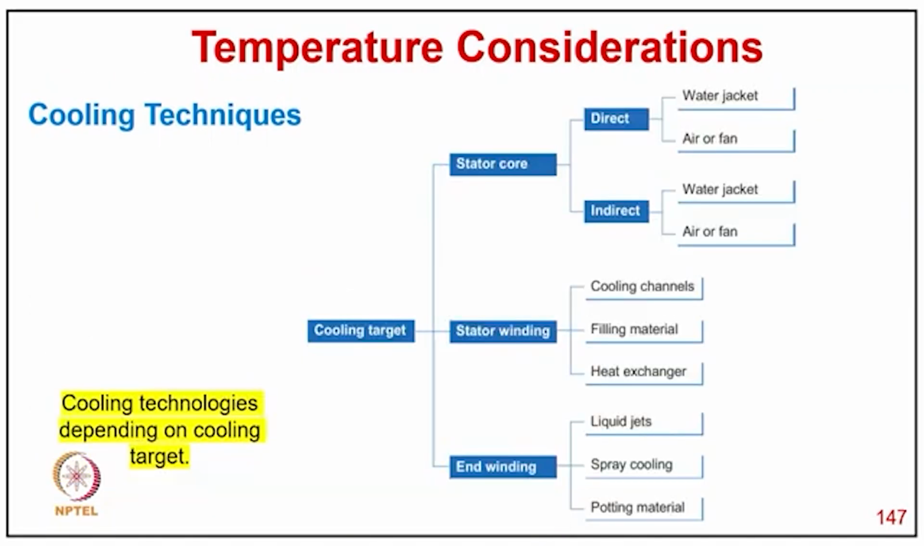Now, typically, the cooling technique depends upon the cooling target. Here is the cooling target for core, winding, and end winding. Start with direct cooling, direct with a water jet or air fan, or indirect with a water jet or air fan. And for the stator winding, cooling channels, heating material, and heat exchanger, and the end windings normally use liquid jets, spray cooling, and potting material.